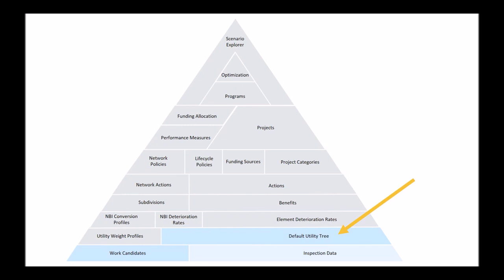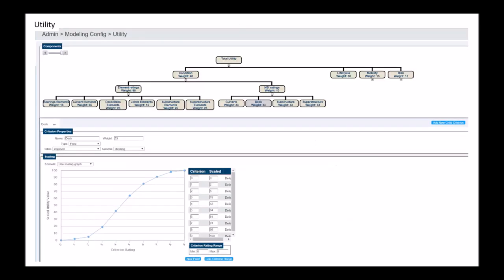Okay, the next stop in our training is the utility tree. The utility tree has been available since 5.2.1, but we will now lean on it a lot more heavily.